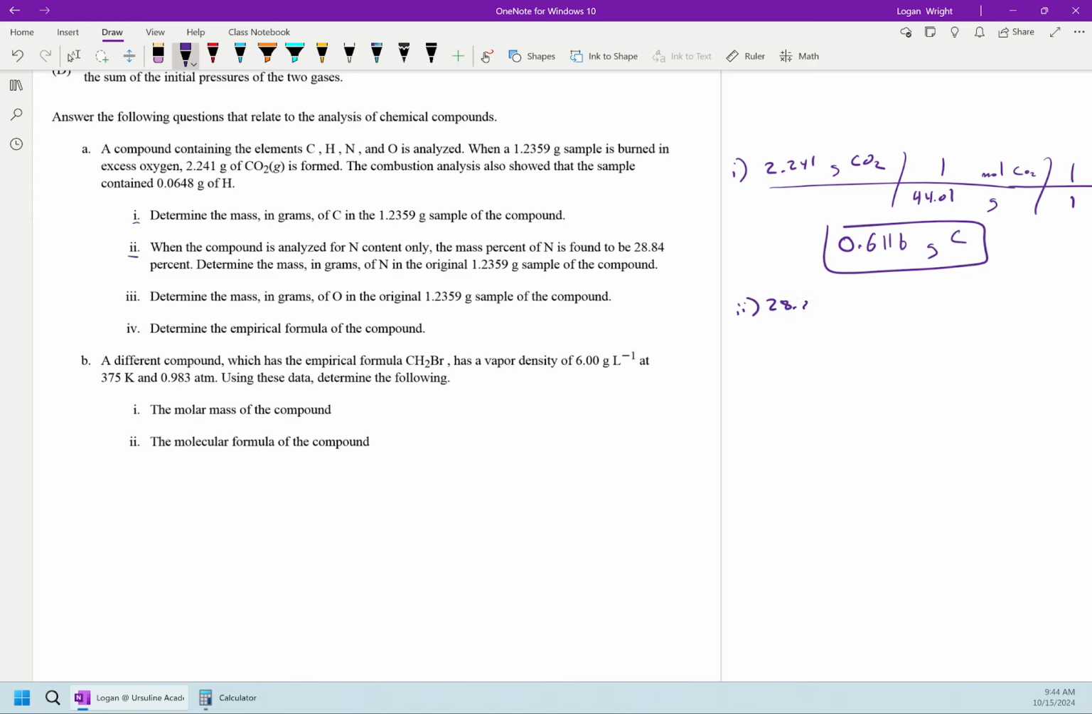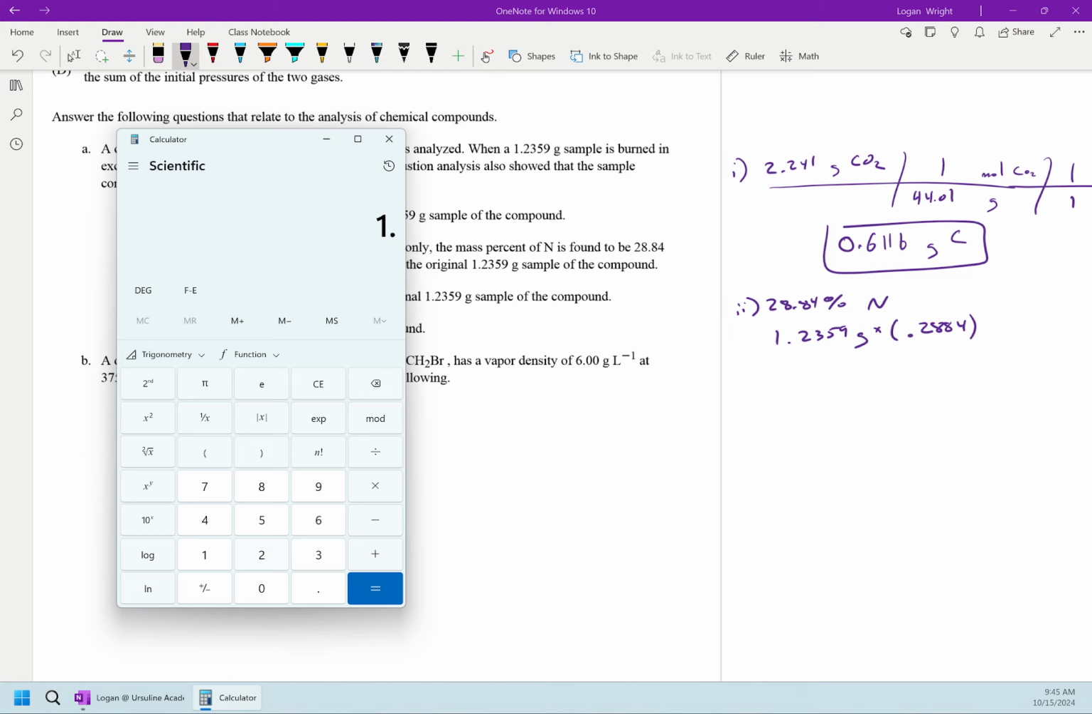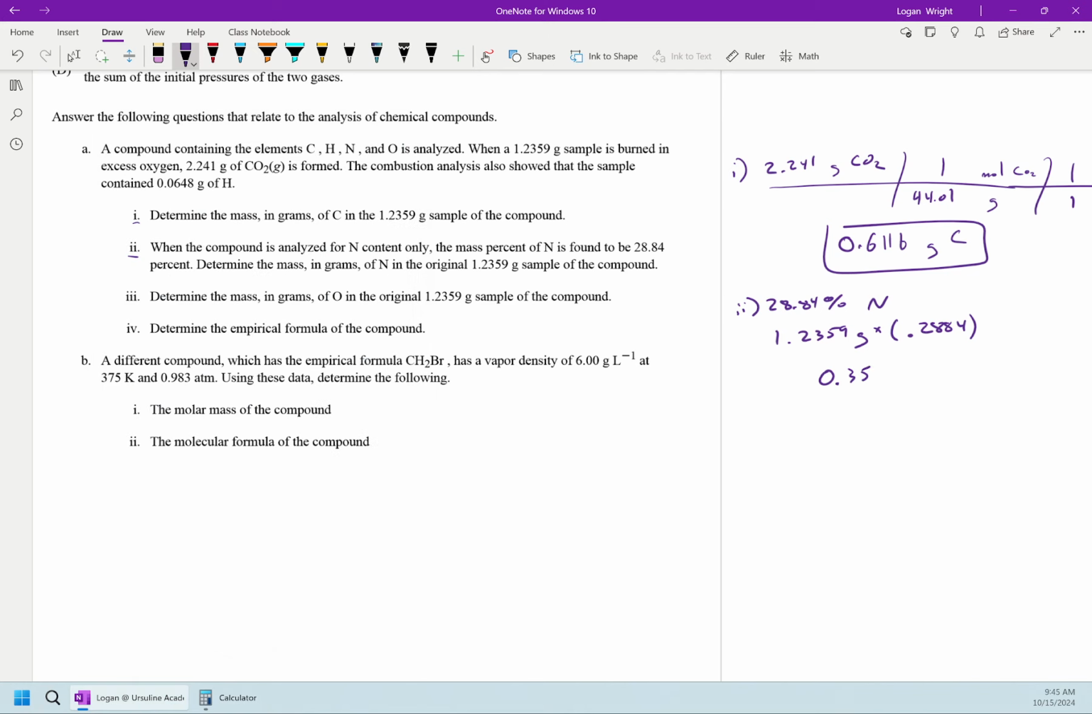If I have 28.84% nitrogen, all I have to do is take the 1.2359 grams of the original substance and multiply it by 0.2884 to figure out the nitrogen. 1.2359 times 0.2884 gives me, and we're using 4 sig figs again, 0.3564. So I have 0.3564 grams of nitrogen. That was just a percent question.